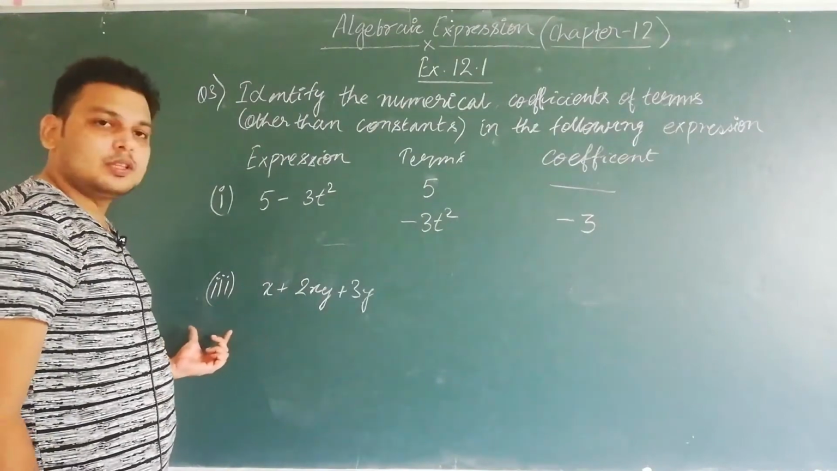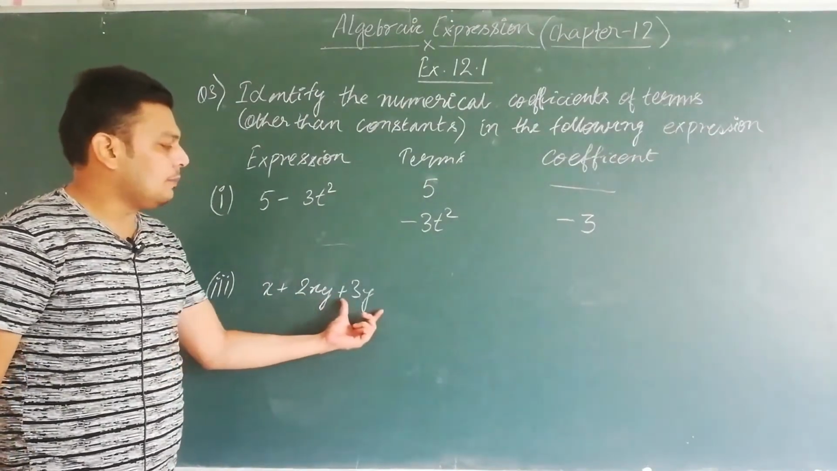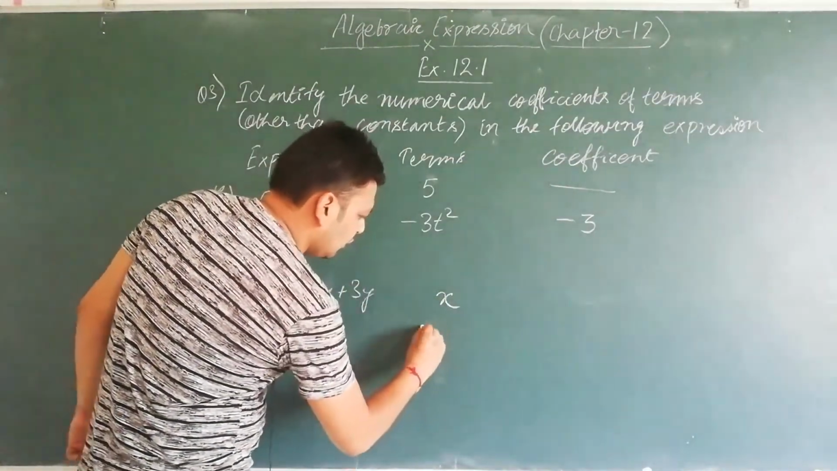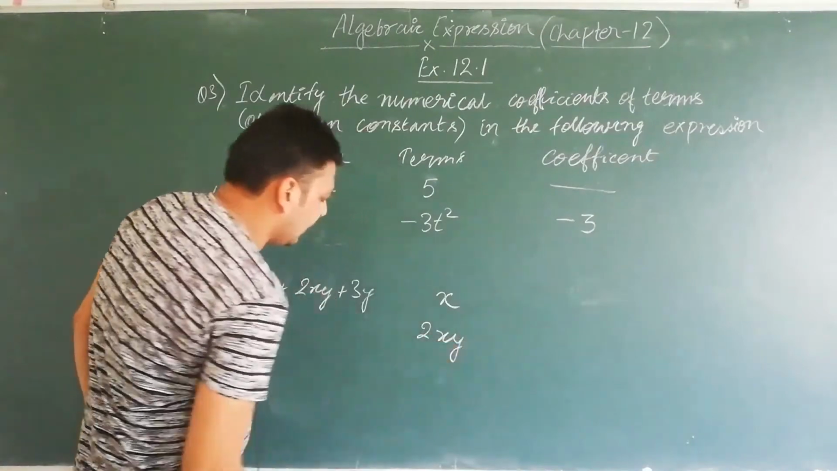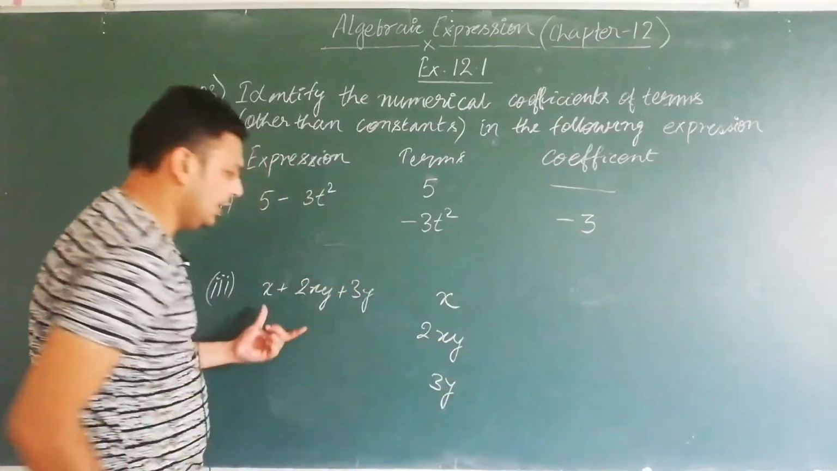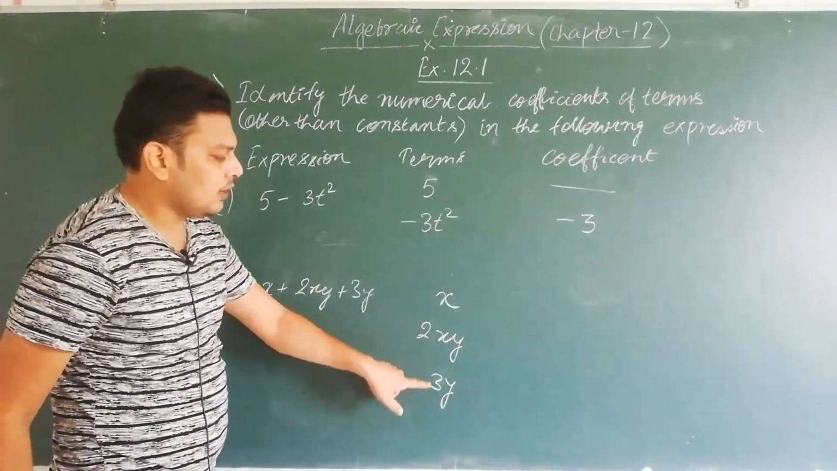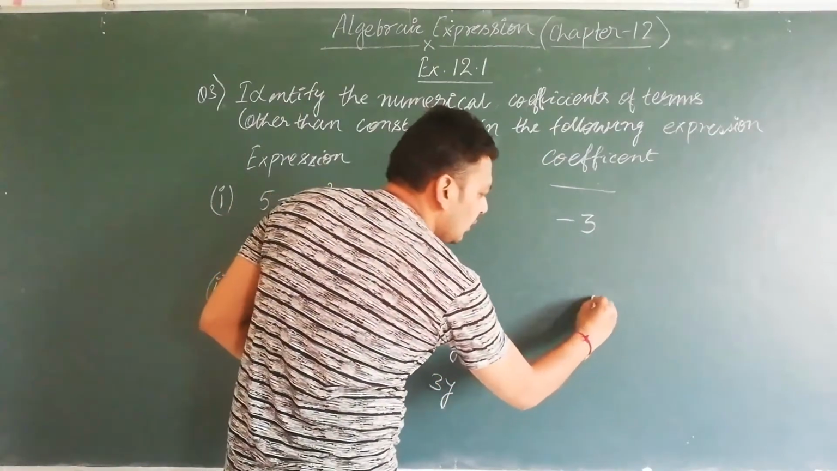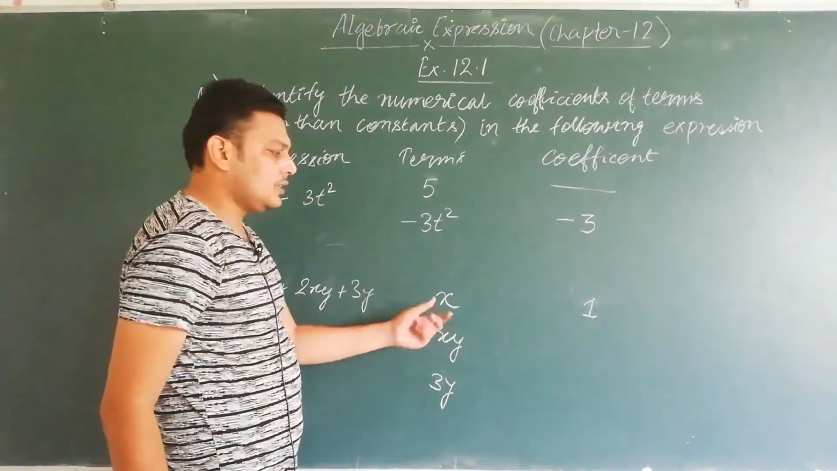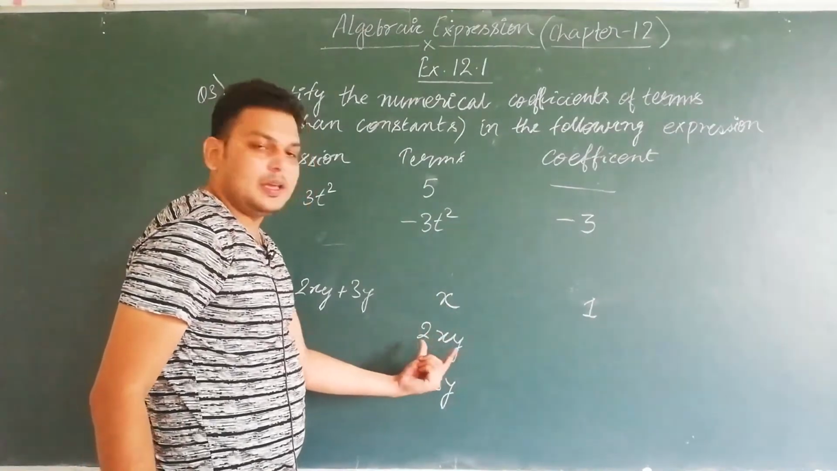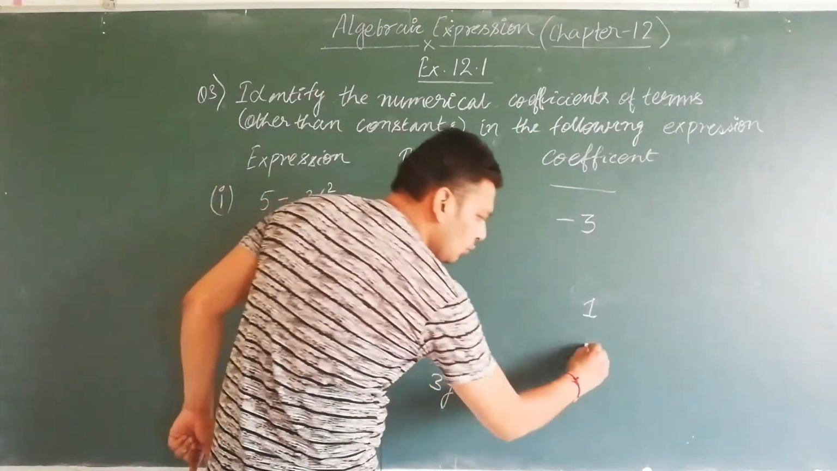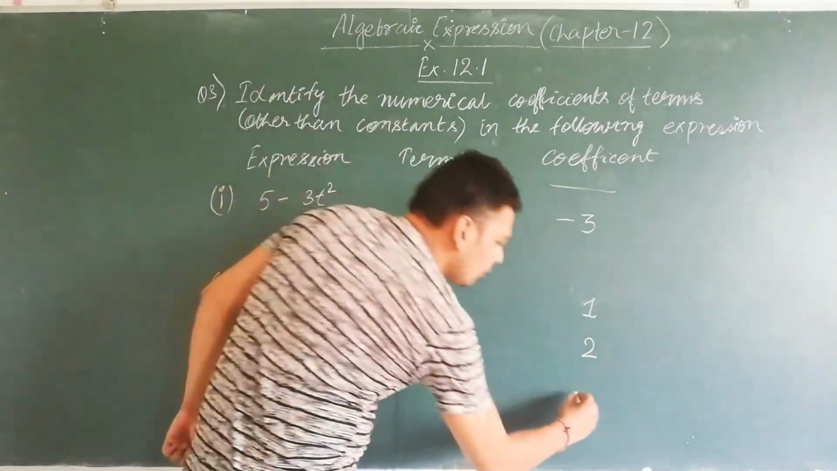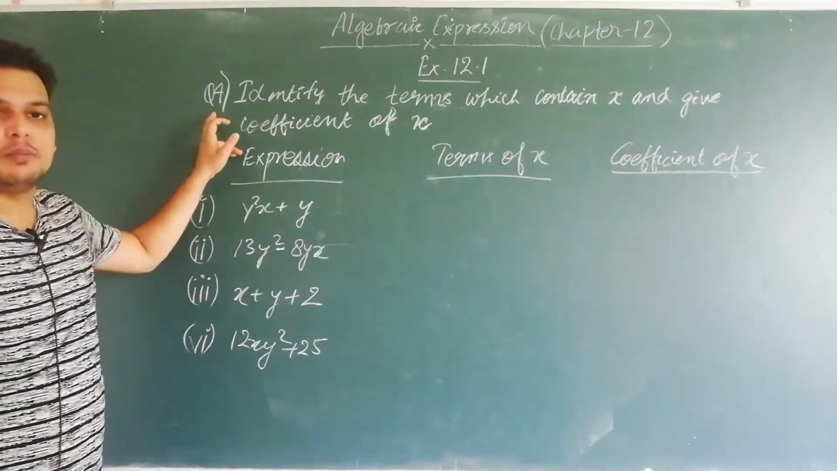Now moving to the third part, x plus 2xy plus 3y. Here the terms are x, 2xy and 3y. How many terms are there? 3. So here the numerical coefficient is 1. Okay, x means 1x. 2xy, here the numerical coefficient is 2. 3y, in this term the coefficient is 3.